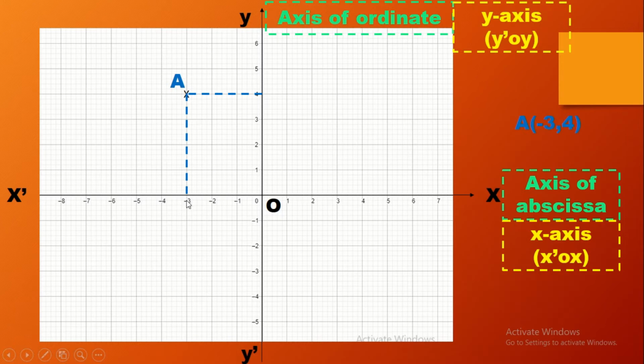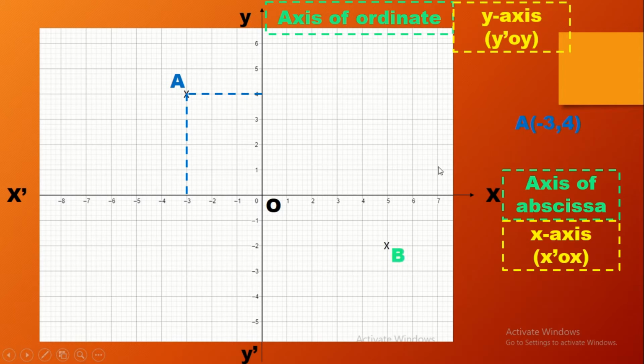We name x, then y. So minus 3, then 4. As you see here, they are written between parentheses, separated by a comma. X and Y are both said to be the coordinates of the point A. We're going to talk about that.